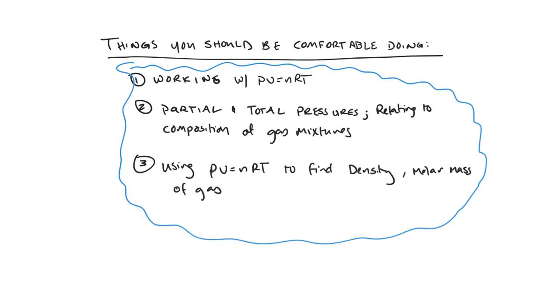Okay, so at this point, after this video and after you try a couple of practice problems that are listed on Canvas, you should be really comfortable working with PV=nRT in all its permutations, working with partial and total pressures, relating the partial and total pressures to the composition of a gas mixture, and also using PV=nRT to find the density and the molar mass of a gas, or various permutations thereof. There are practice problems on Canvas.